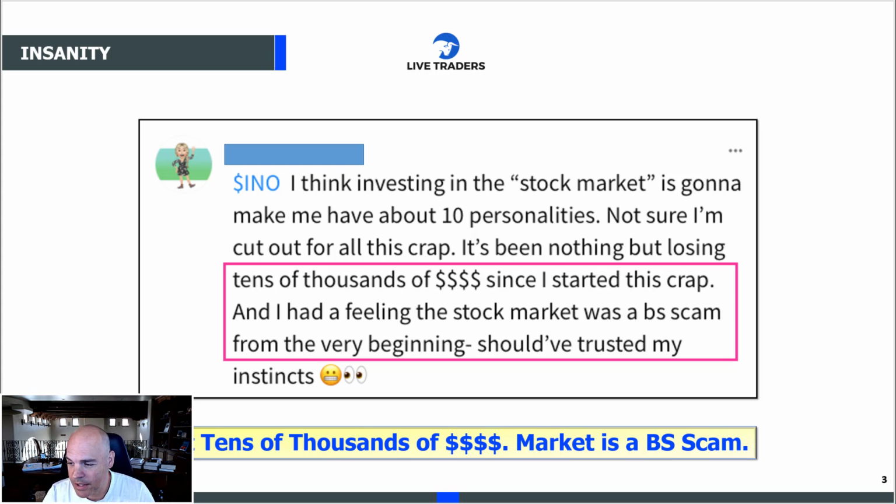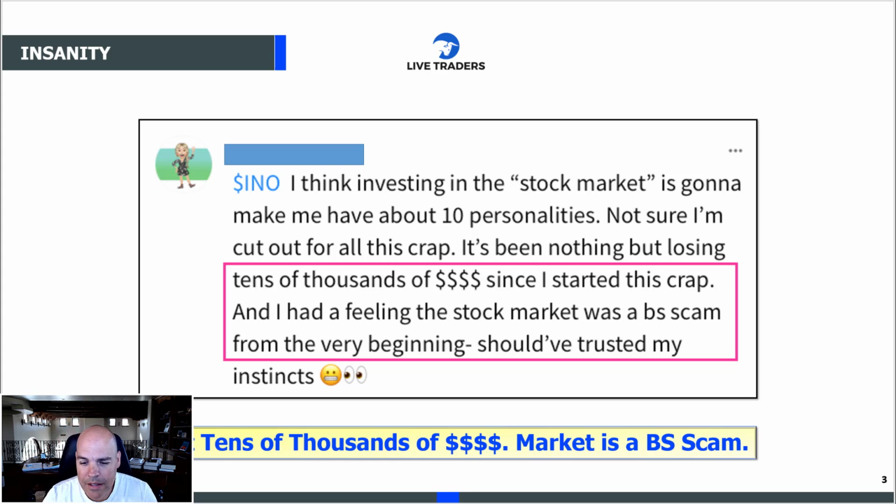New traders lose. And then it goes to tens of thousands of dollars since I started this crap. You're only missing out on about a quarter inch of the slide, Josh. Literally, you're missing out on like a little sliver of the slide. And I had a feeling the stock market was a BS scam from the very beginning. Should have trusted my instincts. So lost tens of thousands of dollars. Well, that's on you, man. $5, $10 risk. Ever heard of money management? Obviously not. You must have YOLO'd it. You must have Wall Street betted it. Maybe you GME'd it, but you stupided it too.